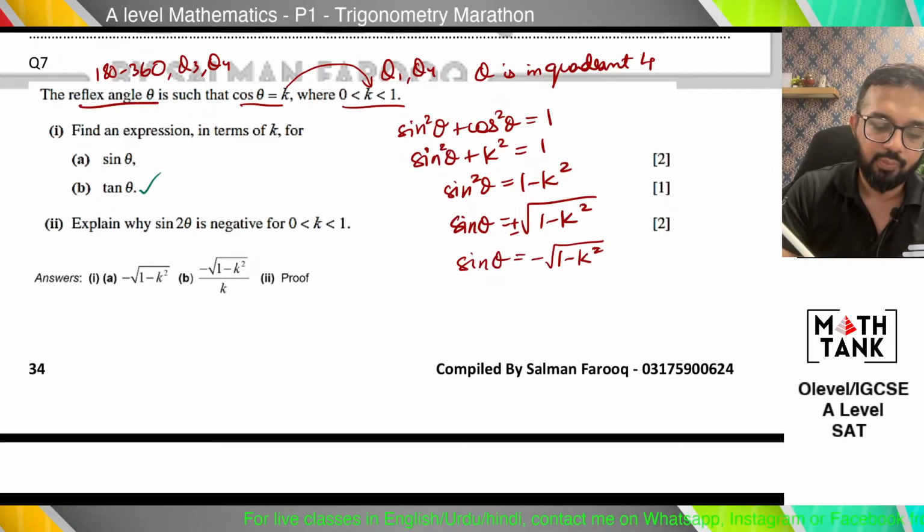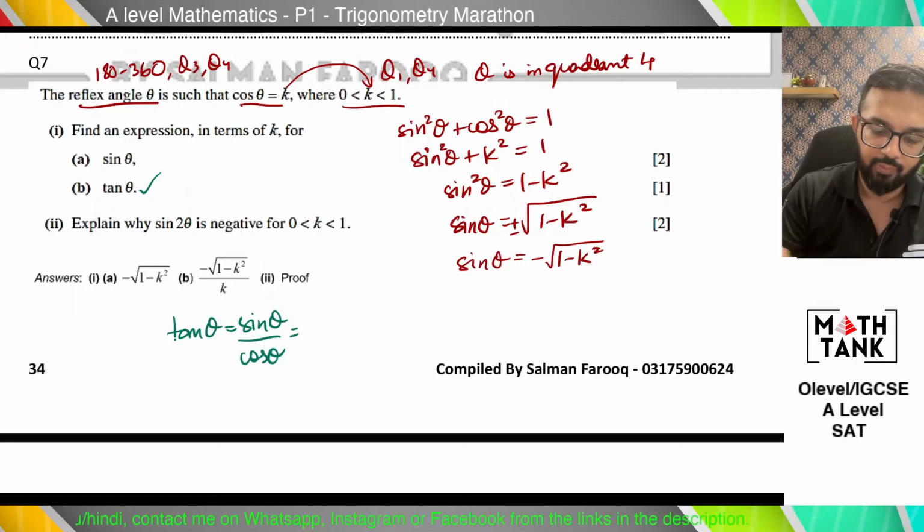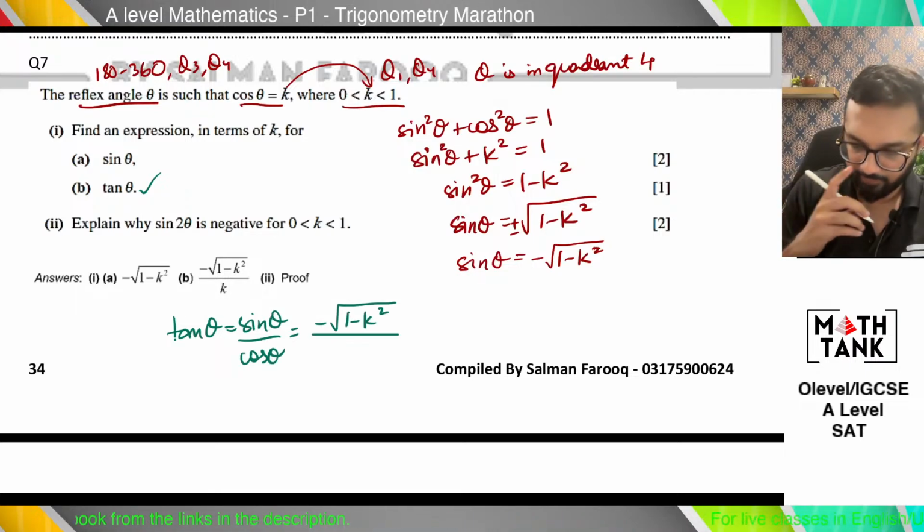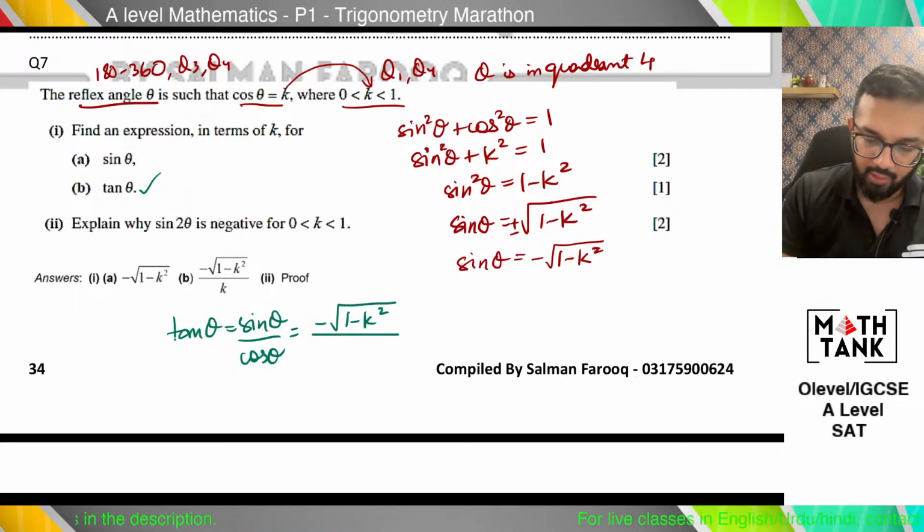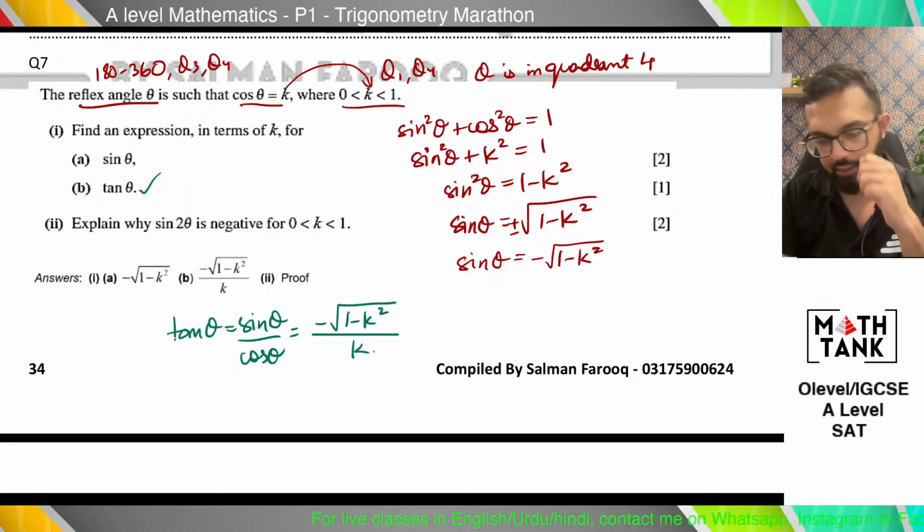Okay, tan theta is simple. Tan theta is sine theta over cos theta, so it is minus root of 1 minus k squared over k.